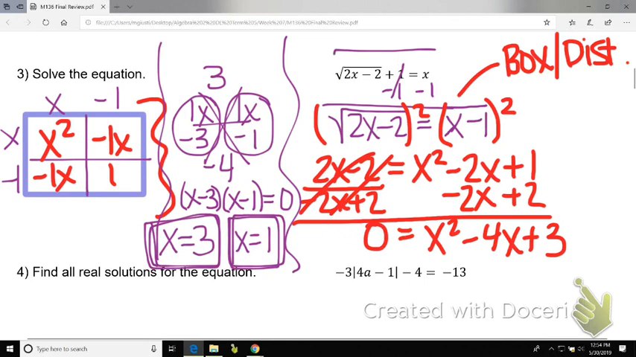And if you plug them in up here, if you plug in a 3 first, you'd have the square root of 4, which is 2, and 2 plus 1 does give you 3. So plugging in the 3 works just fine. If you plug in the positive 1, you'd have the square root of 0, which is 0, plus 1, which does equal 1. So both of those answers actually turn out to be true.